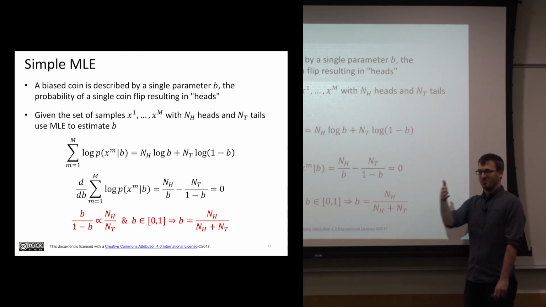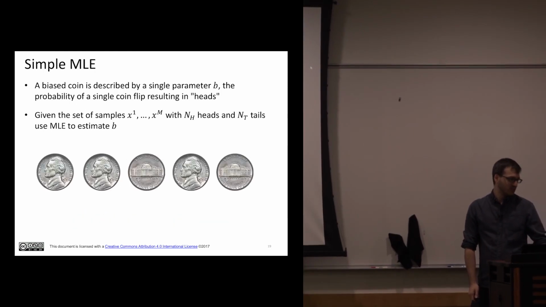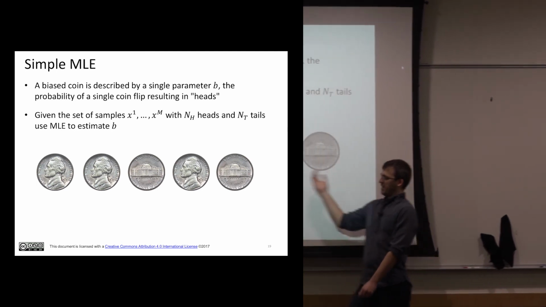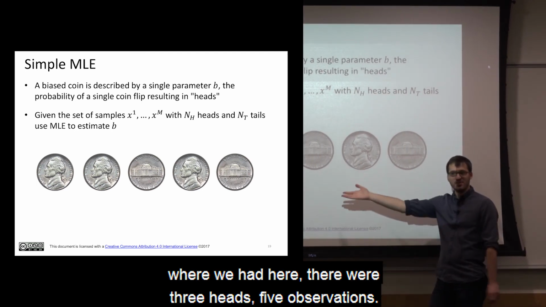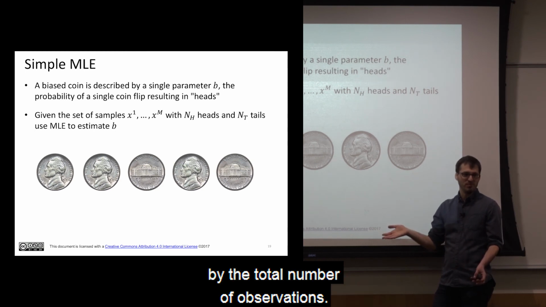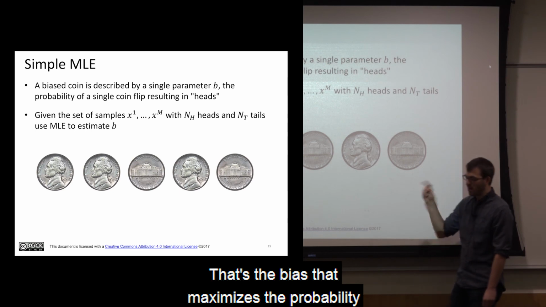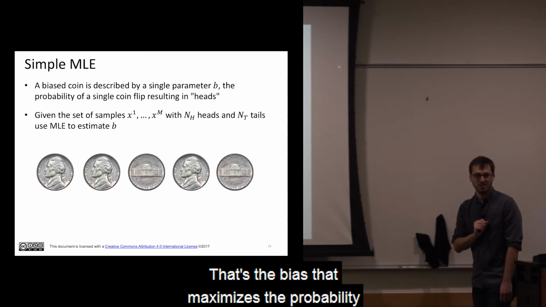So it's just, as we saw before in the simple coin flipping example, where there were 3 heads in 5 observations. We just count up the number of heads and divide by the total number of observations. That's the solution. That's the bias that maximizes the probability of seeing these outcomes.